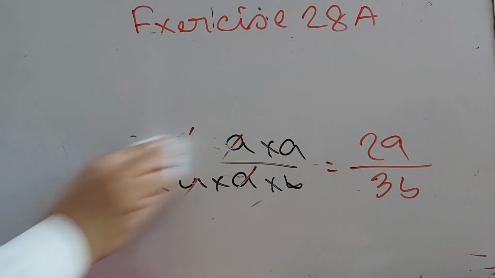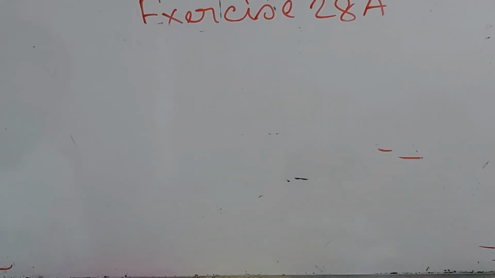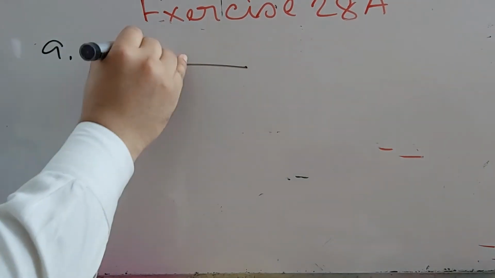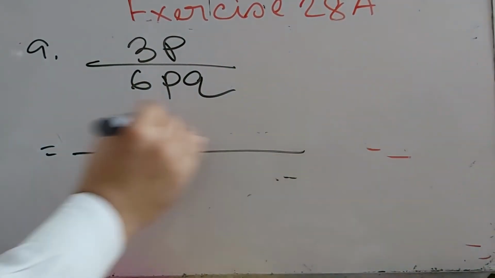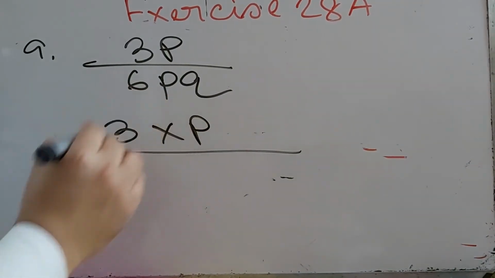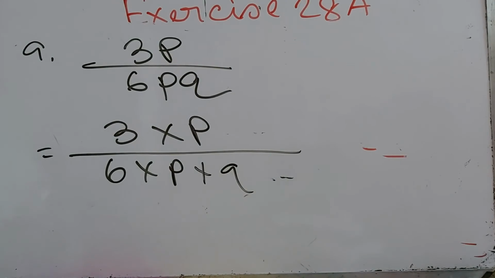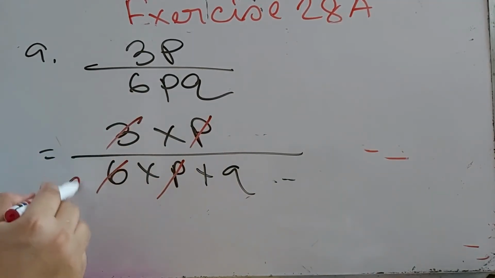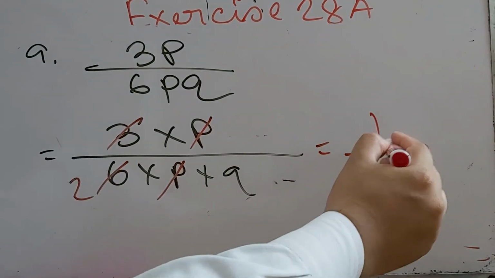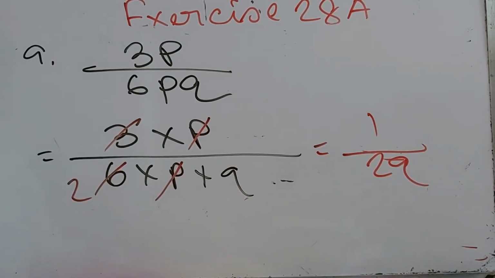Now number 9. Number 9 says 3p by 6pq. Here 3p means 3 into p, and 6pq means 6 into p into q. So now we can divide this p by p, and we can divide 6 by 3, that will be 2. So here our answer will be 1 by 2q. Very easy question.